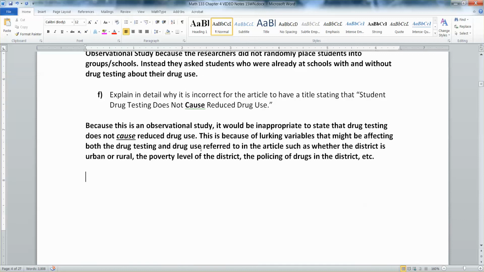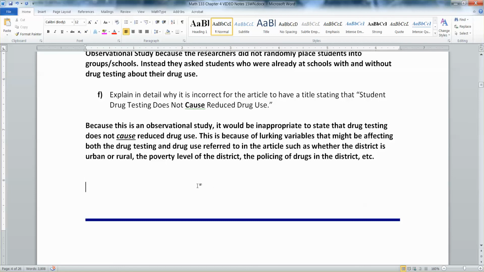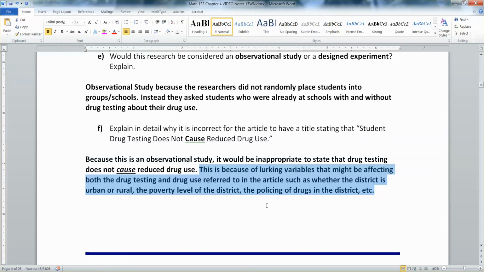For example, were these urban districts, suburban, rural? What's the poverty level of the district? What's the policing of drugs in that district? Is this a place where police officers are really getting after drugs, or is it a place where they're kind of letting it go? And what's the definition of drugs exactly? Do prescription drugs count or not? And that kind of thing. So there's a lot going on in here that could be affecting the results that we're not getting at with our simple questions. And that's why we shouldn't be talking about causation for this particular problem.